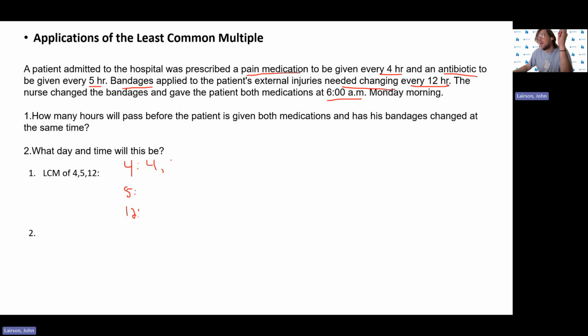4, 8, 12, 16, 20. That'll be enough. Count by fives. 5, 10.